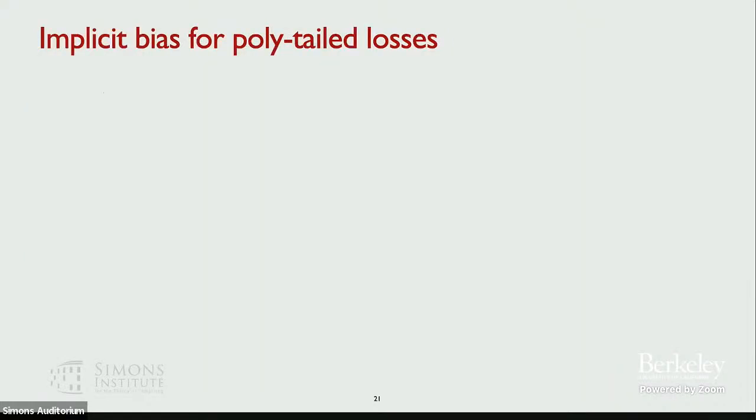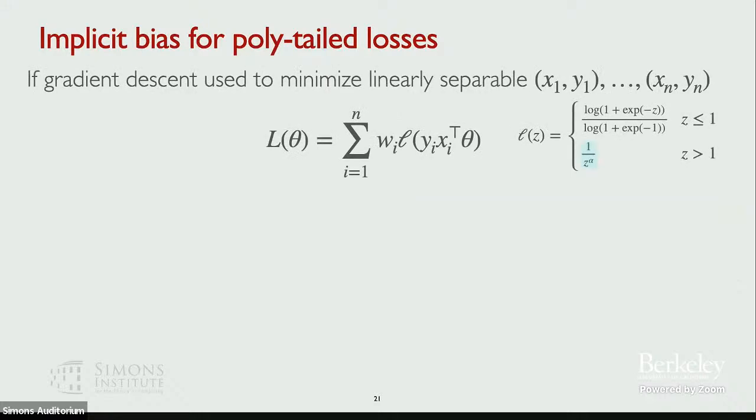But what's its implicit bias? So let's say we have, again, linearly separable data, and now we have a loss function that we have designed differently. It's like the logistic loss when the margin is small, but once the margin starts getting large, it decays polynomially. Here it decays as 1 over the margin to the alpha.